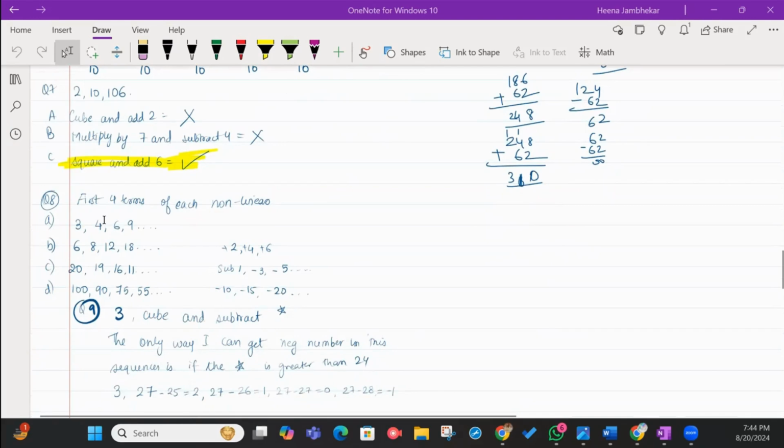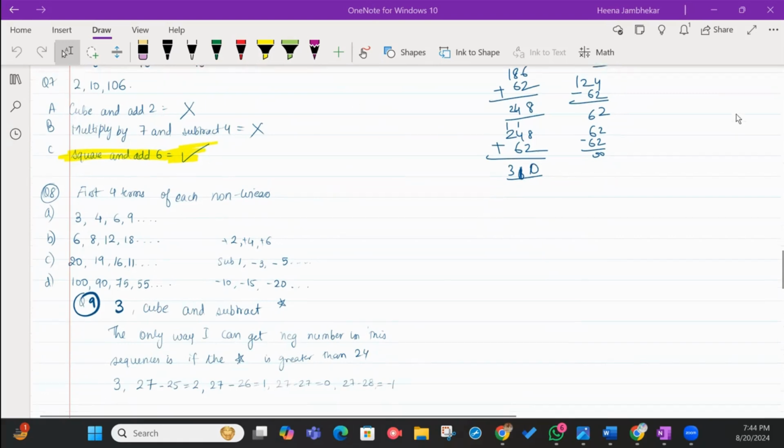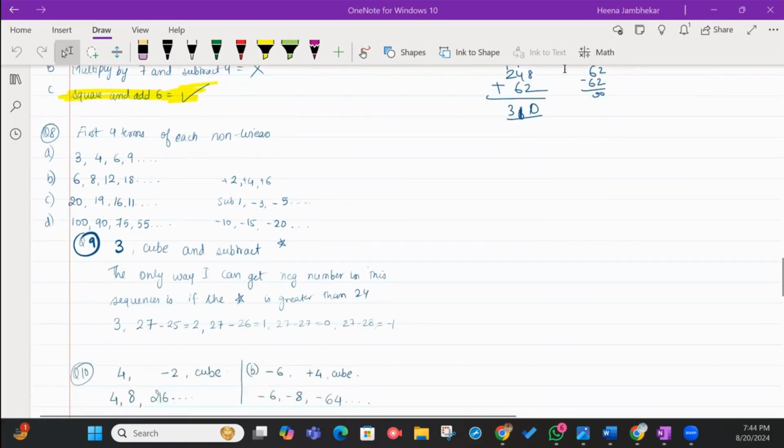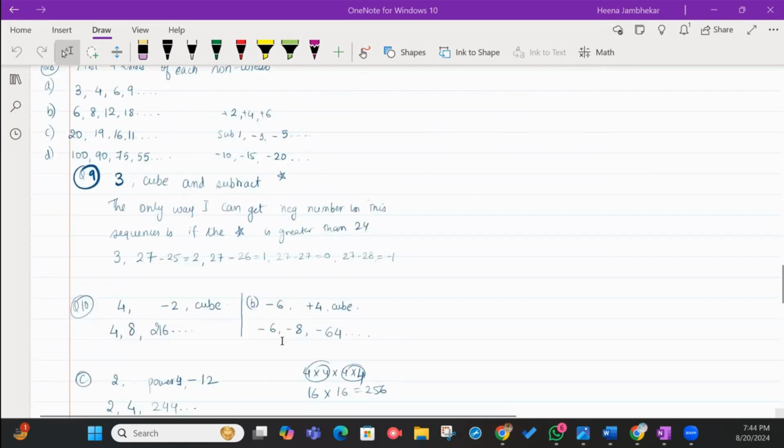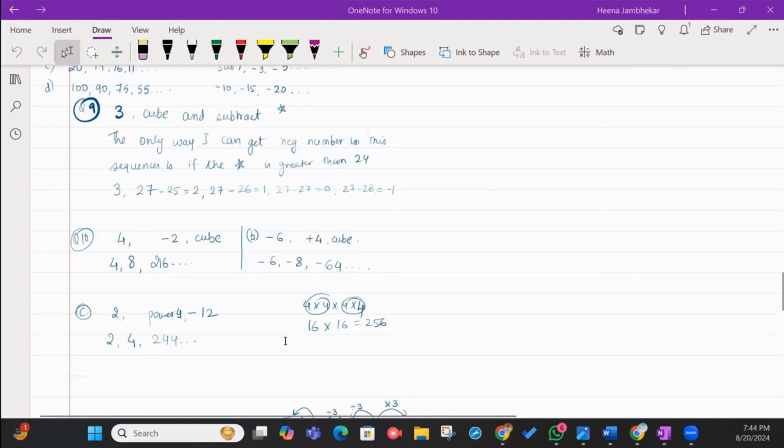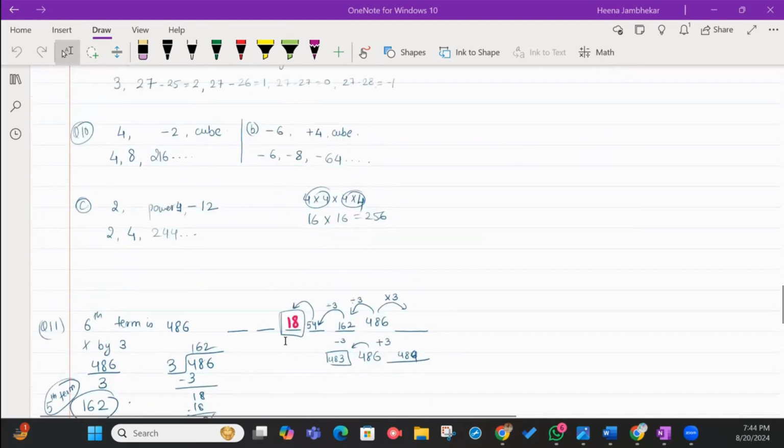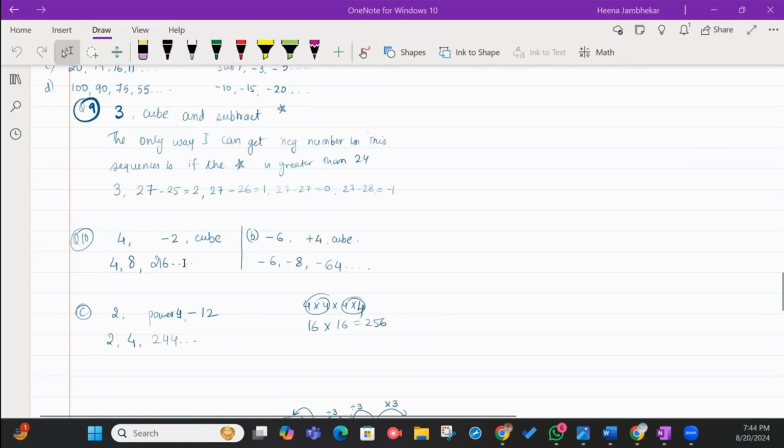No? Okay. Now it says find the first 4 terms of each non-linear sequence. It's okay, this is not important. Can somebody show me the course book?